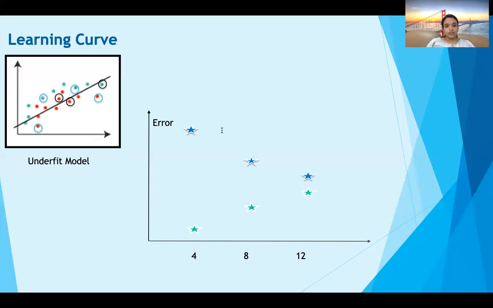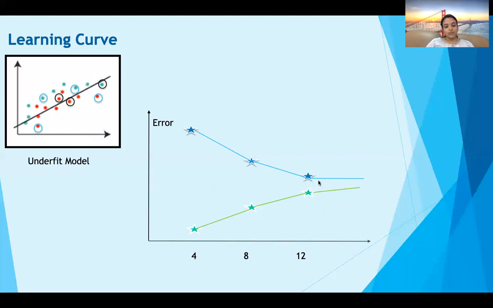So it seems that as we are increasing the number of points more and more, the training error will keep increasing and the cross validation error will keep decreasing. When we draw these two curves, we see that these two curves come closer to each other. And they converge at some point, and the point where they converge will be very high. And this is the underfit model, so it will have a high error.